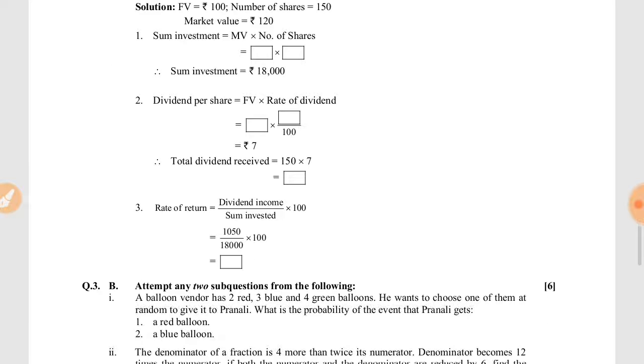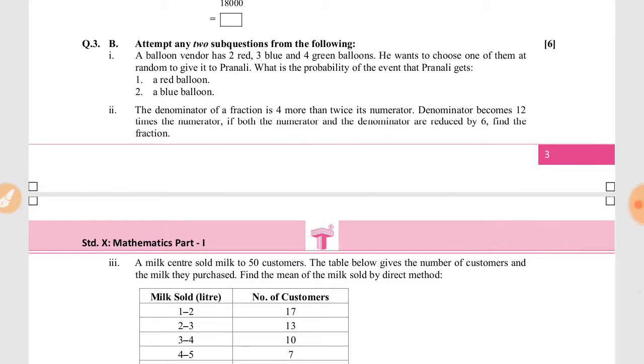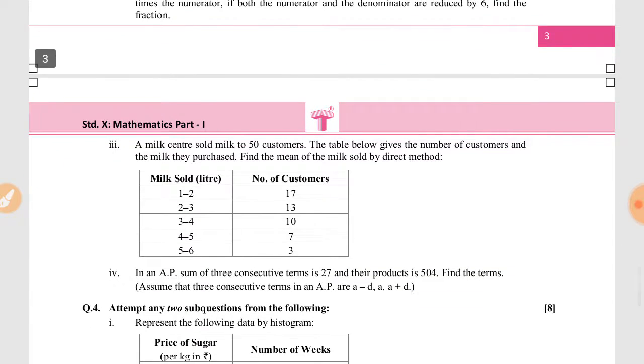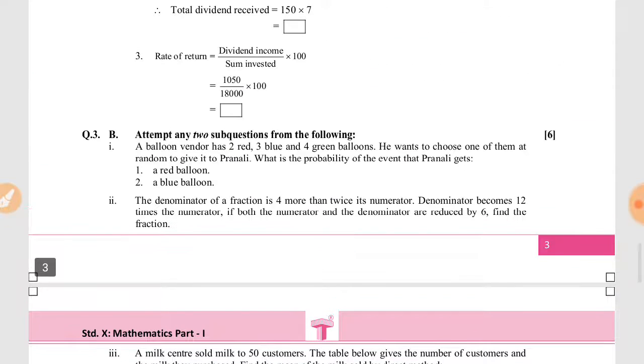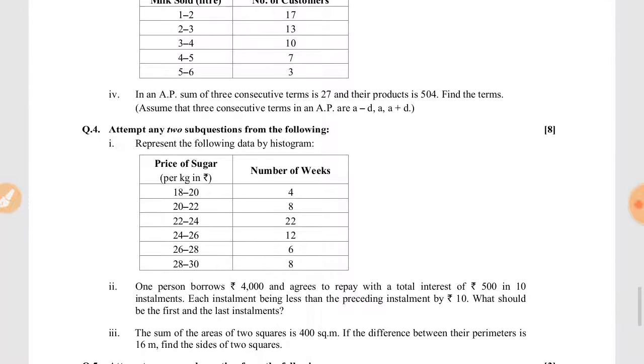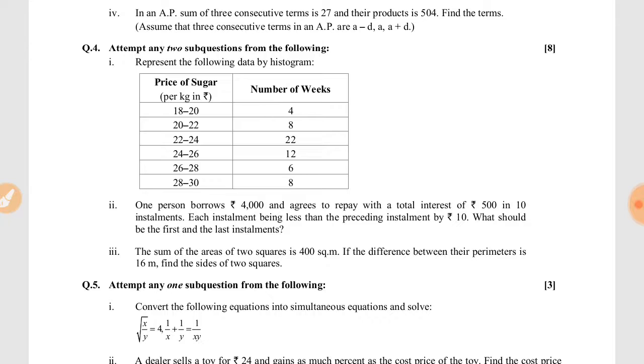Now question 3B. Attempt any 2 sub questions from the following. It is for 6 marks. So in this way, these are the questions which have been asked. 4 questions are asked, and you have to write down any 2. Now question 4, this is an important question. Attempt any 2 sub questions from the following. It is for 8 marks, 4 marks each question, and you have to solve any 2 out of 3.